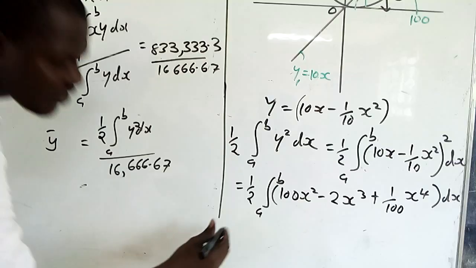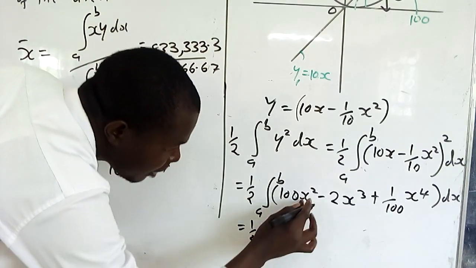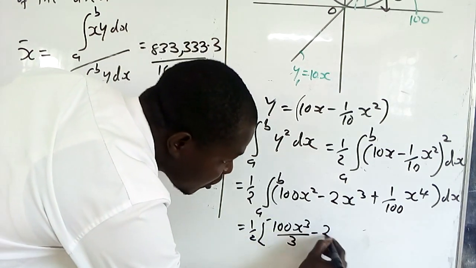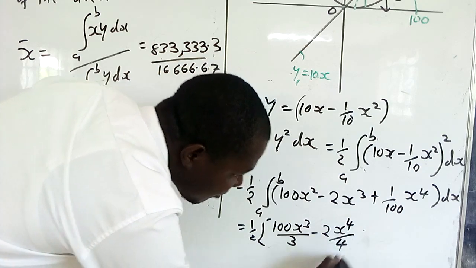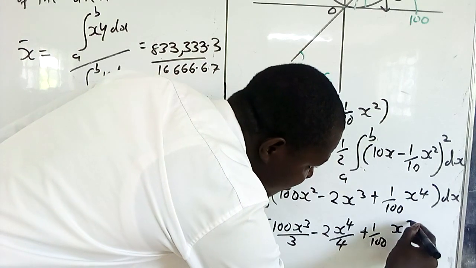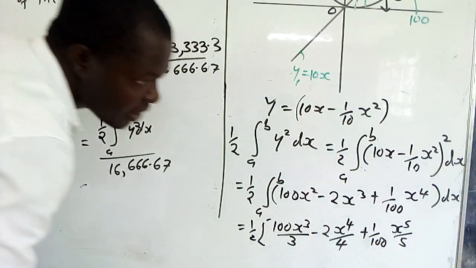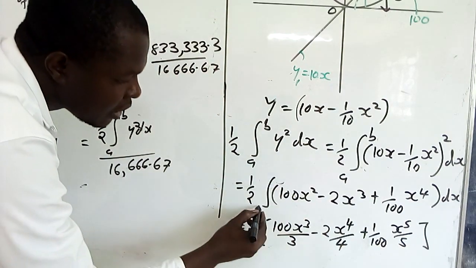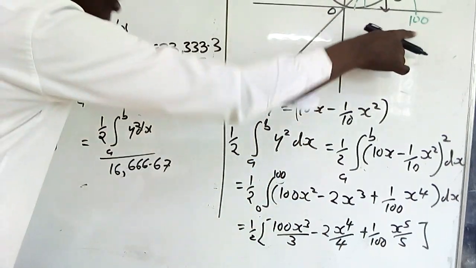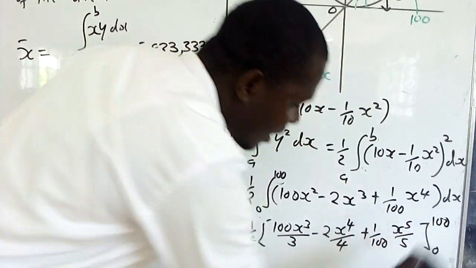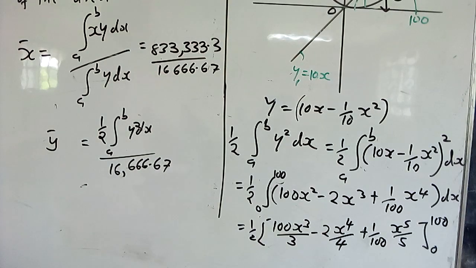So if you integrate this, you get a half into, if you integrate x squared, you get x cubed over 3, isn't it? Then minus 2, if you integrate x cubed, you get x to power 4 over 4, isn't it? Then plus 1 over 100. If you integrate x raised to power 4, you get x raised to power 5 over 5, isn't it? Then you put the limits. What were our limits said to be? From 0 to 100, the x limits, isn't it? So here we have from 0 to 100. So can you substitute those limits and get me the value of x? Remember there's a half outside the bracket, isn't it?